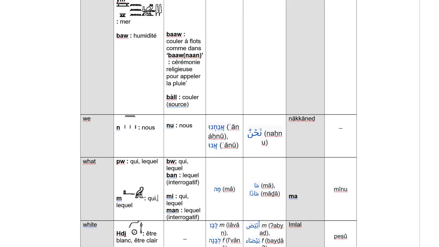Here also in the same semantic field for water, you have bau, which is humidity in Egyptian. You have bau in Wolof, which means to flow freely, for water. Interesting also is that in Wolof you have this ancient ceremony we call baunan. This is a traditional ceremony for calling for rain. We will come back to this later.